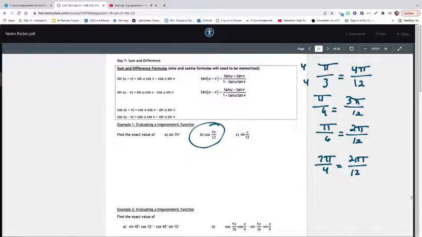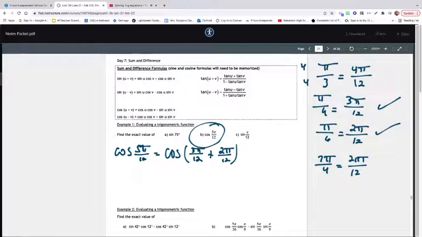And then you just choose a combination that would give you that 5 pi over 12. Well, I can choose 3 pi over 12 and 2 pi over 12. Those will add to give 5 pi over 12. So cosine of 5 pi over 12 is the same thing as cosine of 3 pi over 12 plus 2 pi over 12. Now plugging it into this formula right here, this is my u and this is my v.